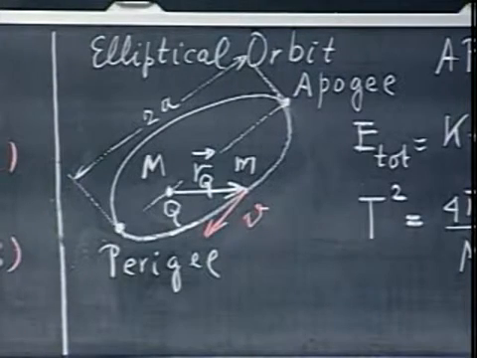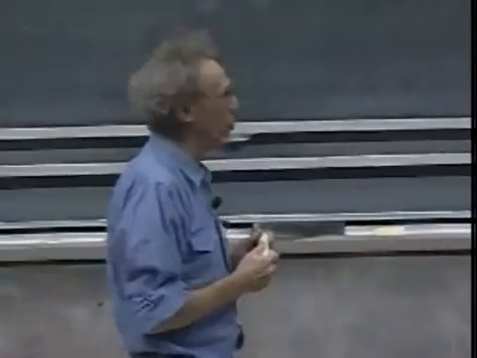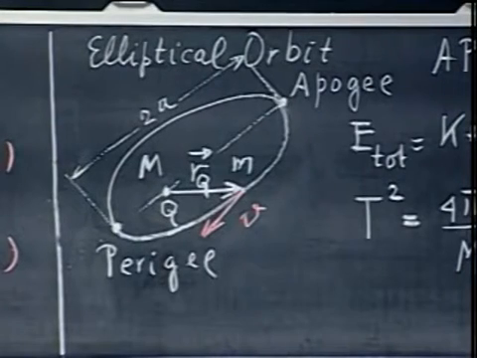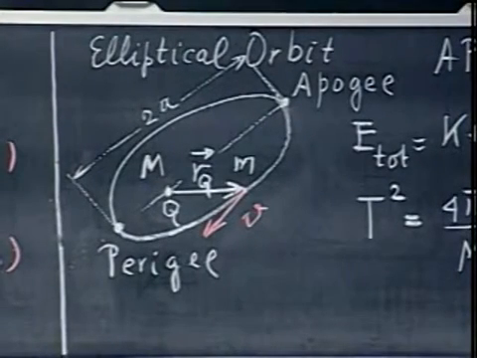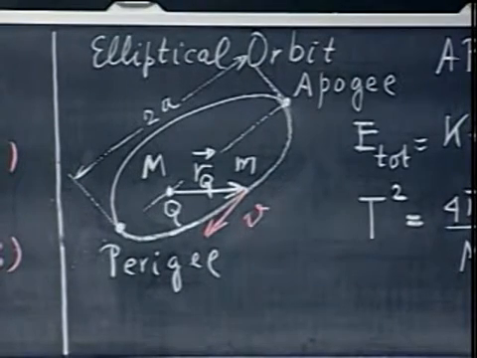If M were the Earth, capital M, then we would call the point of closest approach perigee, and the point farthest away from the Earth we would call apogee. If capital M were the Sun, we would call that aphelion and perihelion. So you see the little m going in orbit. You see the position vector r of Q. It has a certain velocity v.